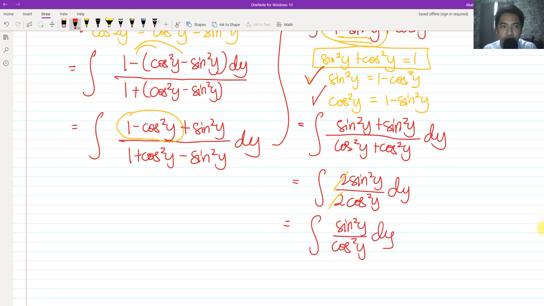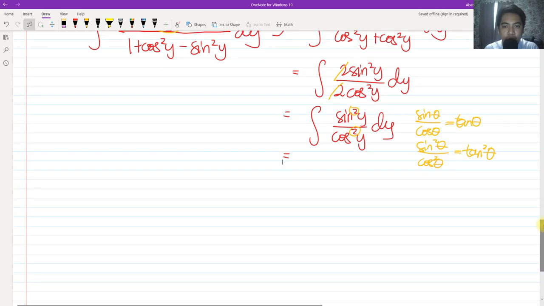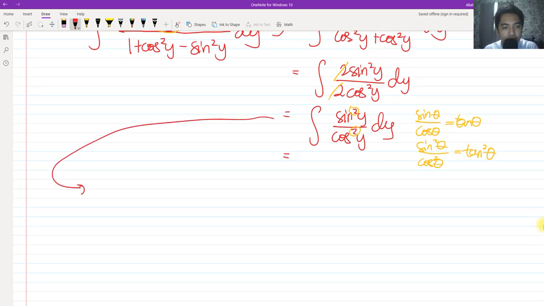And now, using the reciprocal identities, take note that sine theta all over cosine theta equals tangent theta. Since they are raised to the second power, sine squared theta all over cosine squared theta equals tangent squared theta. So that's an identity again. We are going to use that identity. It becomes tangent squared y dy.